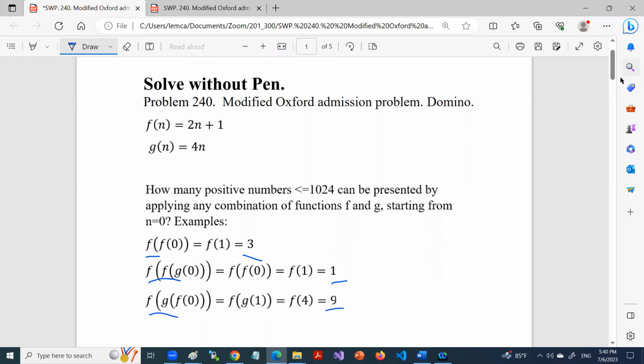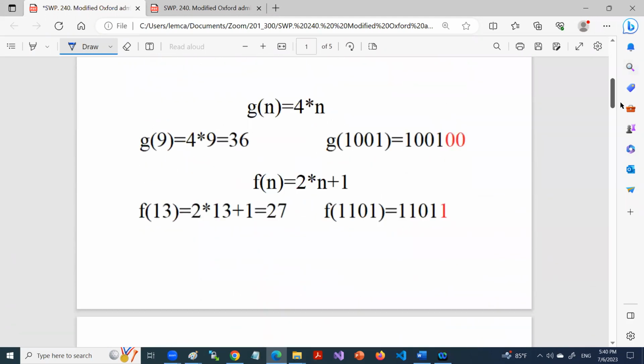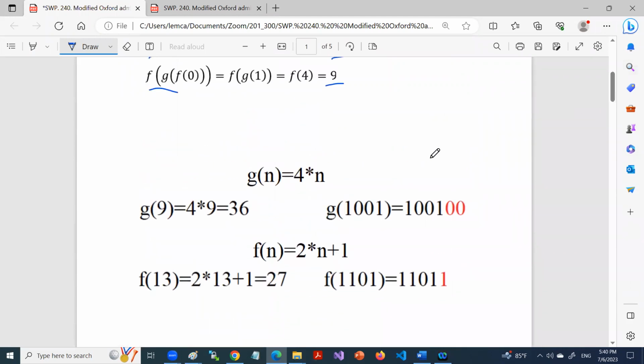Solution. Let's work in the binary system. Applying function g means multiplying by 4 or appending 2 zeros to the number. For example, in decimal system 9 by 4 is 36. In binary system 9 is 1, 0, 0, 1, and 36 is 1, 0, 0, 1, 0, 0.